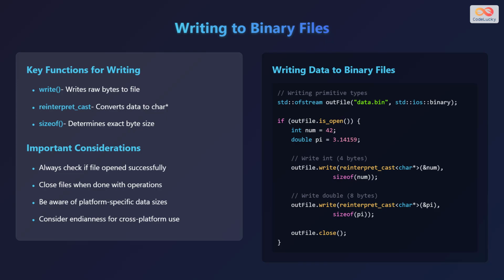Here is an example of writing primitive types to a binary file. We first open a file in binary mode using std::ofstream outfile("data.bin", std::ios::binary). Then we check if the file is open, and if so, declare an integer and a double. We then use the write function, along with reinterpret_cast and sizeof, to write the integer and double to the file. Finally, we close the output file stream.